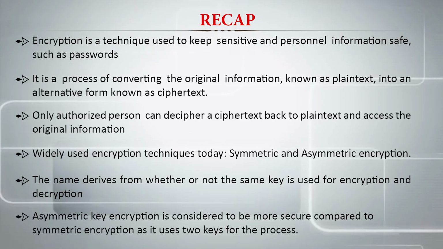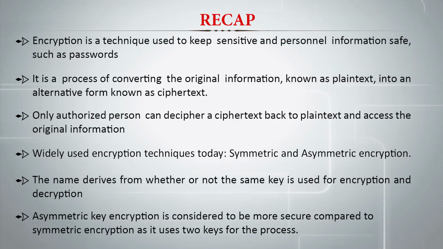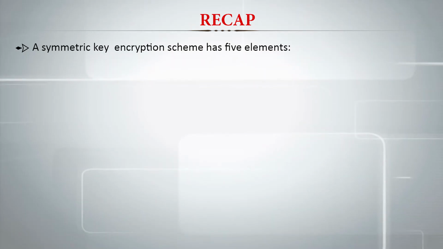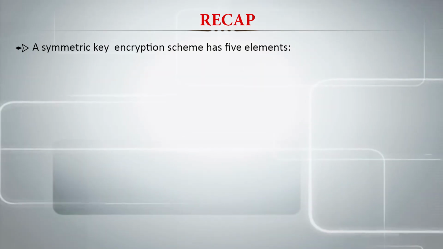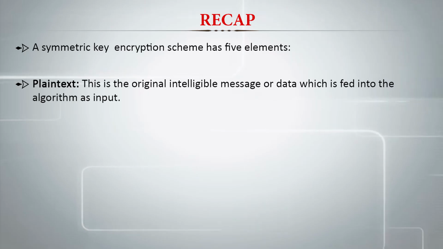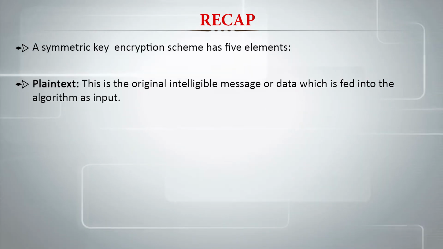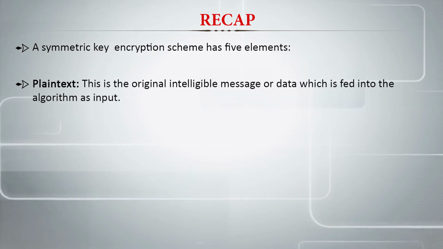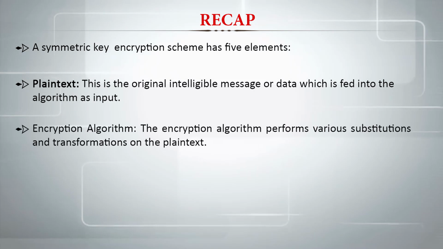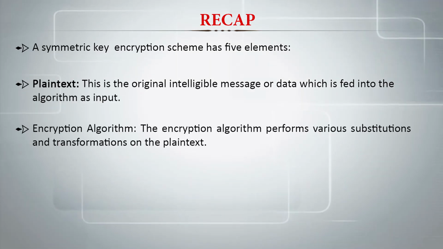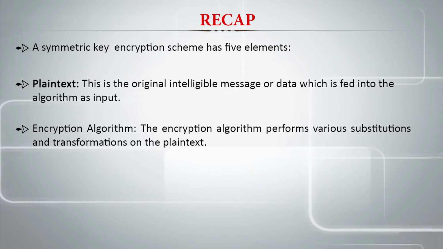Asymmetric key encryption is considered to be more secure compared to symmetric encryption, as it uses two keys for the process. So it's more complicated. The asymmetric key encryption scheme has 5 components. One is the plain text. This is the original intelligible message or data which is fed into the algorithm as input, which has to be transmitted from one system to another. The second is the encryption algorithm. The encryption algorithm performs various substitutions and transformations on the plain text.